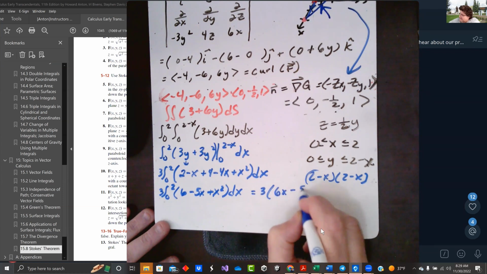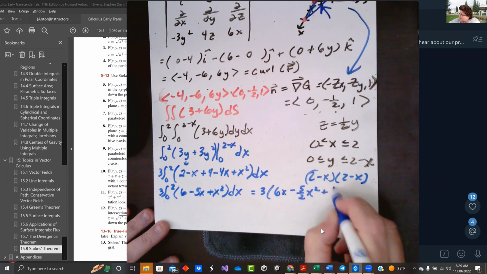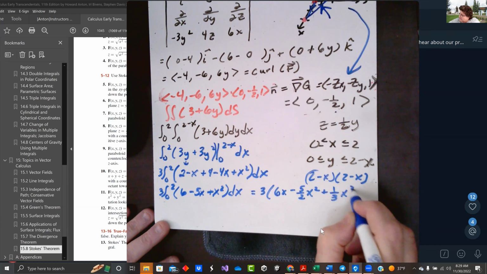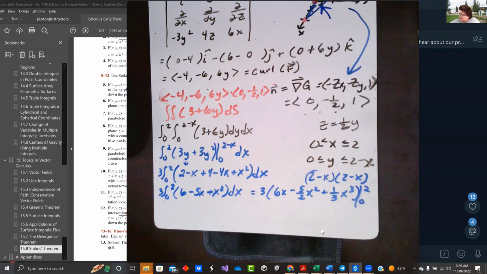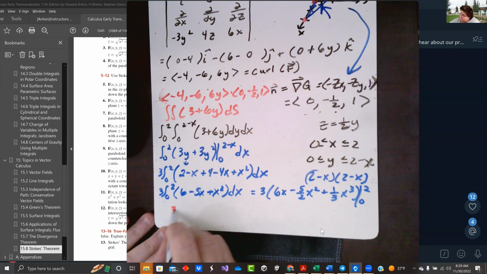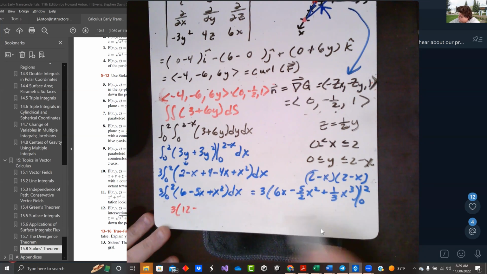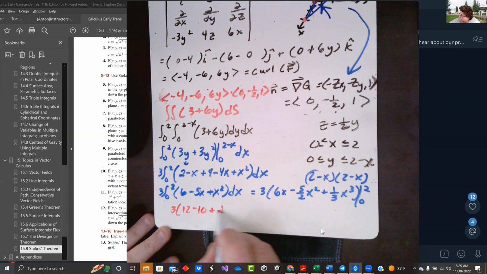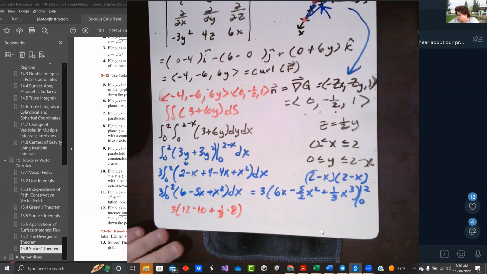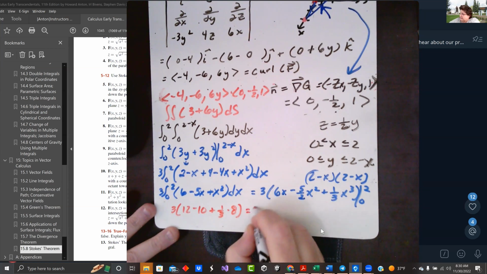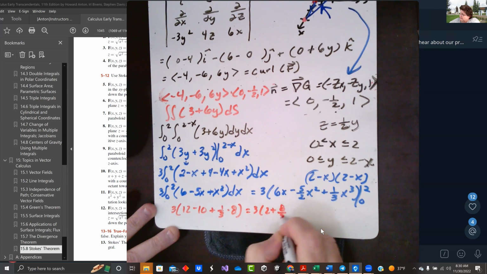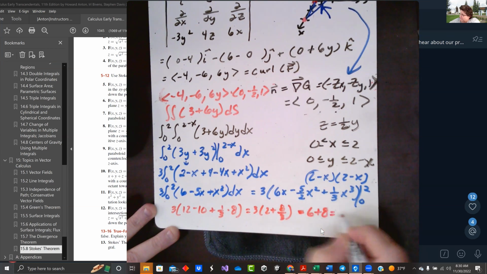Six x minus 5 halves x squared plus 1/3 x cubed, evaluated from 0 to 2. So 3 times 2 plus 8/3 is going to be 6 plus 8 equals 14.